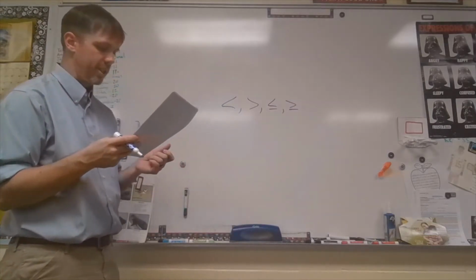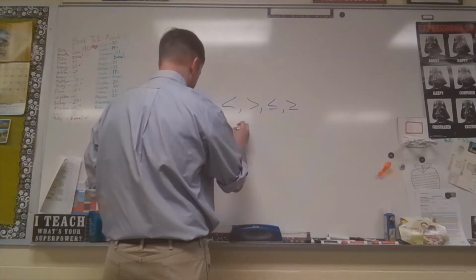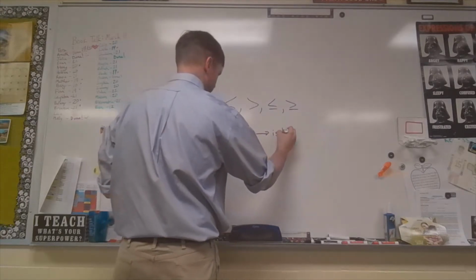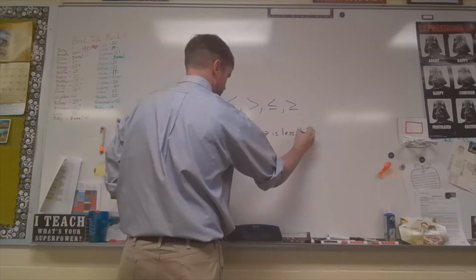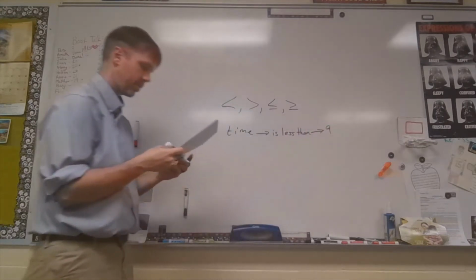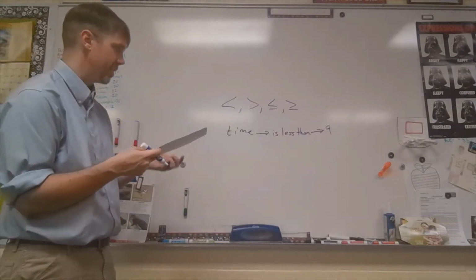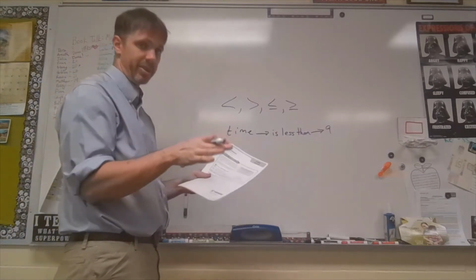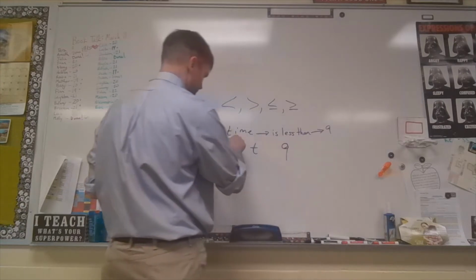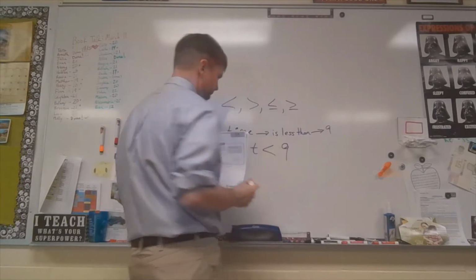So first of all, we want to write the inequality in words. So they have time is less than nine. Okay? So because he says that they will be warm and less than 9 minutes old. That means they can't be 9 minutes old. They can only be less than 9 minutes old. So if you're going to write this, we would say T for time. T for time is less than 9 minutes.